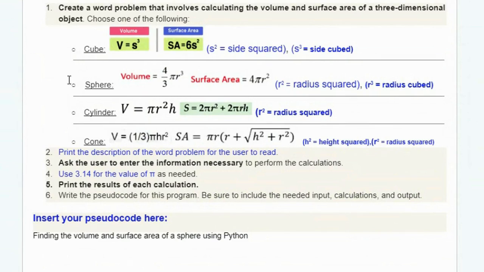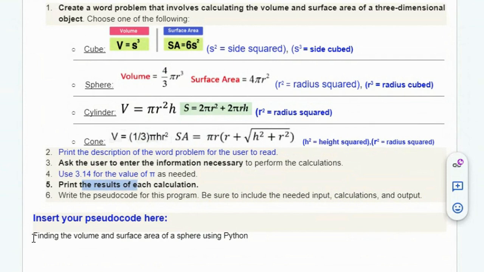It could be a cube, a sphere, a cylinder, a cone. Print the description of the word problem so the user can read it. Ask the user to enter the information necessary. Okay. Use 3.14 if you have pi. Some of these use pi, so it says just use 3.14 for pi, and then print the results of each calculation. So write the pseudocode.